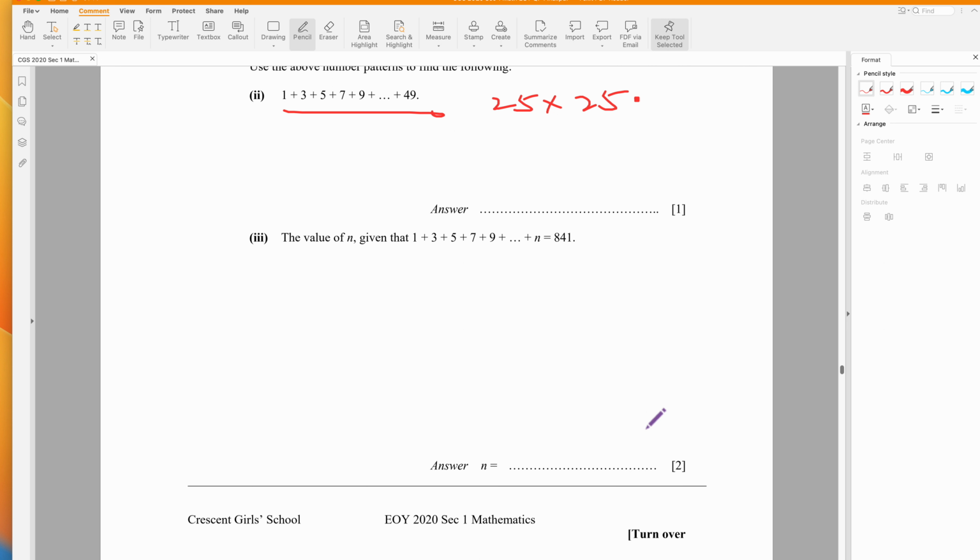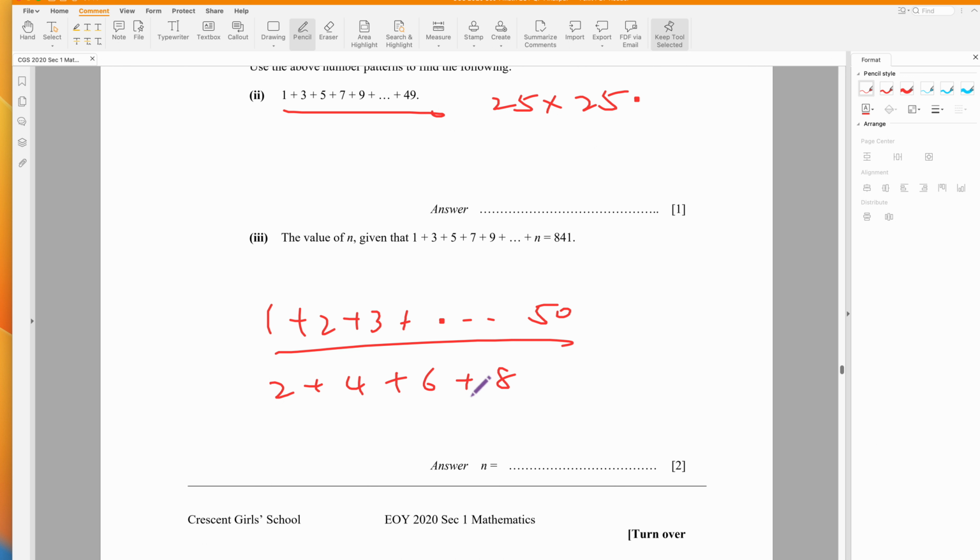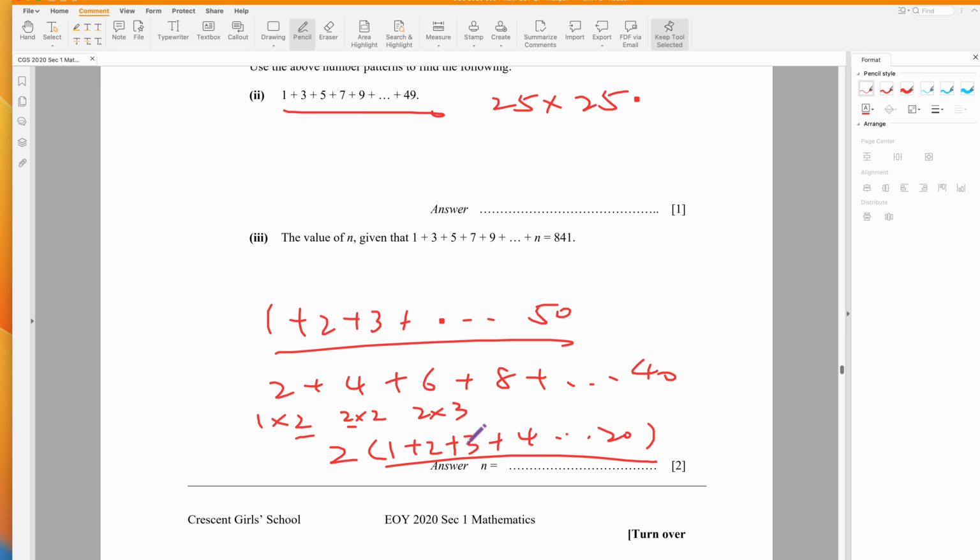Remember how we find 1 plus 2 plus 3 plus whatever until 50, right? We talked about how to find the sum of all these. Then we also learned how to find the sum of even numbers. So let's say until 40: this is 1 times 2, this is 2 times 2, then this is 2 times 3. Then you can see the common 2, and 1 plus 2 plus 3 plus 4 until plus 20. So you know how to get 1 plus 2 until 20. So 2 times this, which is very simple. Then now I know how to find this one already.